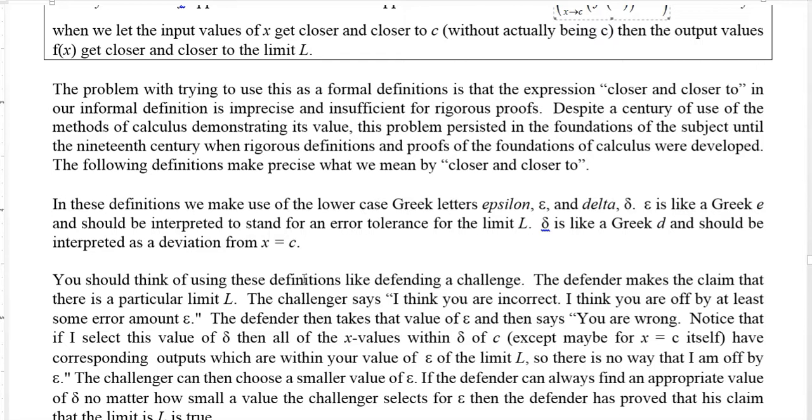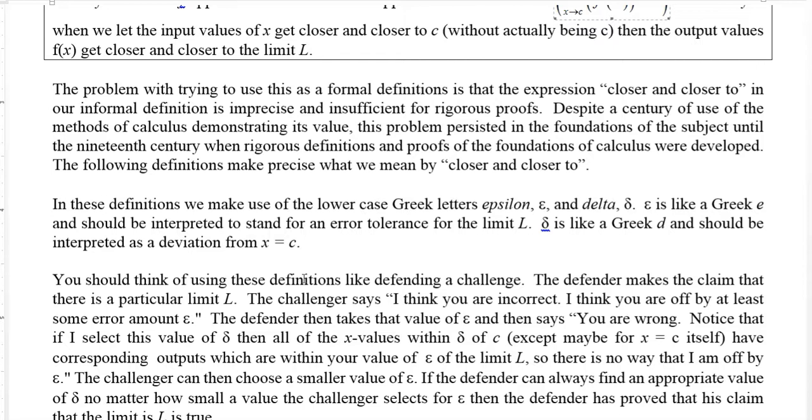Now suppose there's a challenger, and the challenger says, I think you are incorrect. You're off by at least some amount, and they give you a number, and that number is epsilon. Now what the defender then has to do is take the value of epsilon that the challenger gives and say, no, you're wrong. Notice that if I select this value of delta, which is going to be based on that value of epsilon, then all of the x values within delta of c, except maybe for x equals c itself, have corresponding outputs which are within your value of epsilon of the limit. So there's no way I'm off by epsilon.